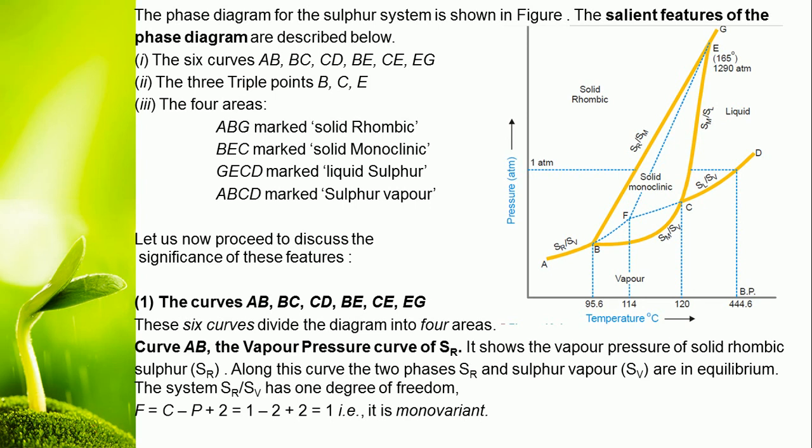Like the previous water system phase diagram, the sulfur system will also have different degrees of freedom. The triple point will have no degree of freedom, the area will have 2 degrees of freedom, and the line or curve will have 1 degree of freedom.